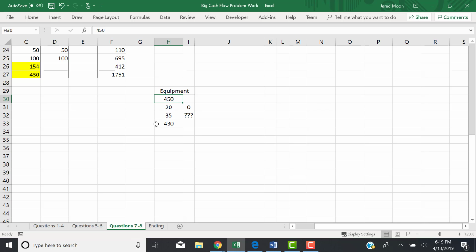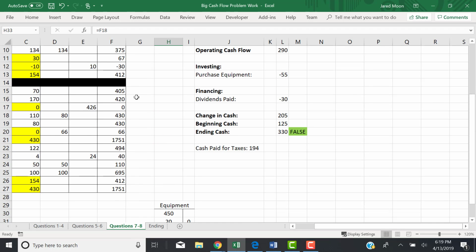So here's our little equipment T-chart. I love T-charts, T-accounts, whatever you call them. In fact, I don't like them. They're helpful, but I always just waste time doing them. So $450 is what we start at, plus the $20 purchase, plus the $35 purchase. And then our ending balance was $430.